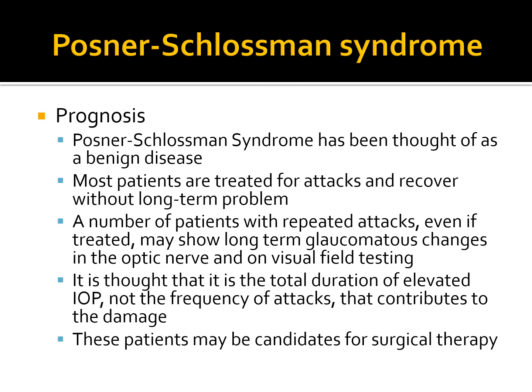Historically, it's always been thought of as a benign disease. I don't know how it can be, but most patients are treated for attacks and recover without long-term problems. But a number of patients with repeat attacks, even if treated, may show long-term glaucomatous changes in the optic nerve. It's thought that the total duration of elevated IOP, not the frequency of attack, contributes to the damage. And these patients certainly are candidates for some form of surgical therapy.